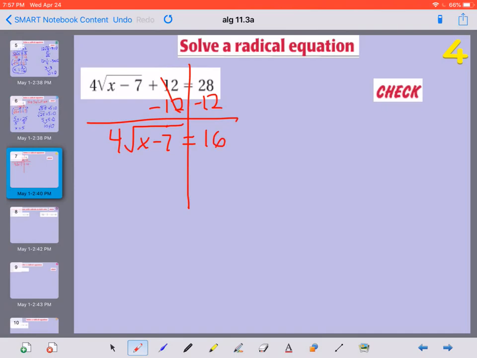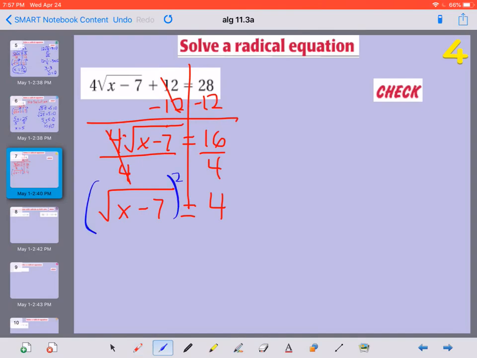Now what I see is 4 is being multiplied, so what I'm going to do is divide everything by 4. 4 divided by 4 is 1, so I don't need that anymore. I get the square root of x minus 7. 16 divided by 4 is going to be 4. Now I'm going to square both sides to get rid of my square root. So when I do that, those cancel. I get x minus 7 equals 4 times 4, which is 16.